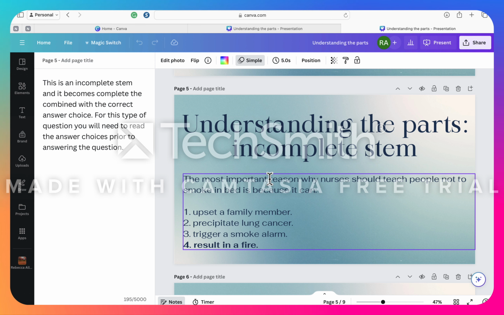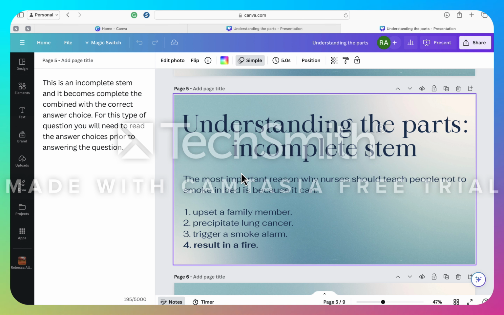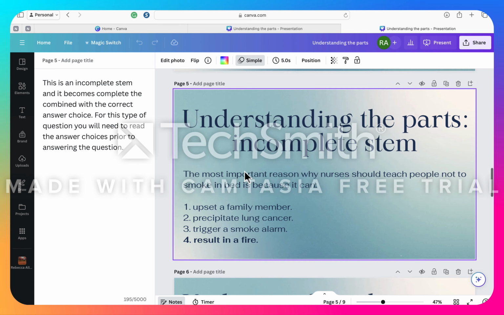So this one is not about reasons people should not smoke in bed, but the most important reason. Well, because it can catch their bed on fire. Yes, it can cause lung cancer. Yes, it can upset somebody. And yes, it can trigger a smoke alarm. But none of those are the most important, most pressing, that would hurt the patient while they are actively in the bed in this moment. So start learning to look for those other types of words, like most important, top priority, things like that. I think next week we'll cover important words or words that guide you, and we'll see that a little more.